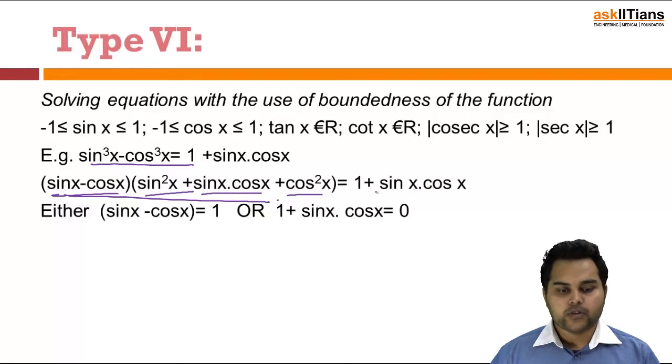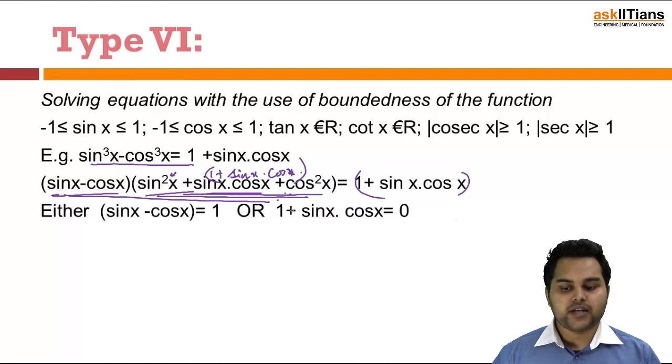Now on the left hand side, if I see the second bracket, sin square x plus cos square x would combine to get 1, so the second bracket becomes 1 plus sin x cos x. On the right hand side again I have the same bracket. So either sin x minus cos x is equal to 1, that's why both sides would be equal, or 1 plus sin x cos x is equal to 0. These are the two conditions I can have, on the basis of which I will try to solve the question.